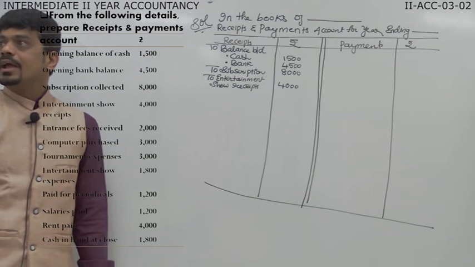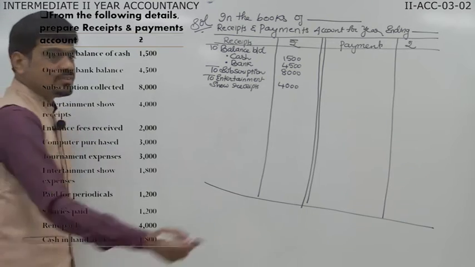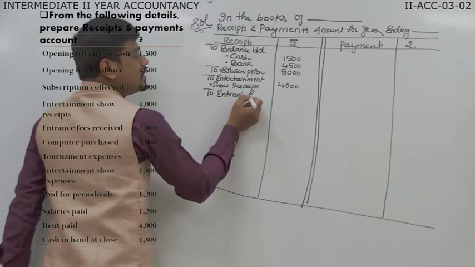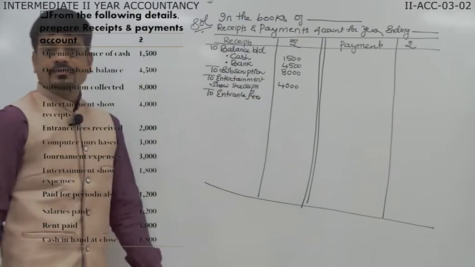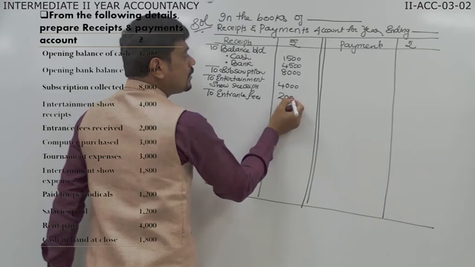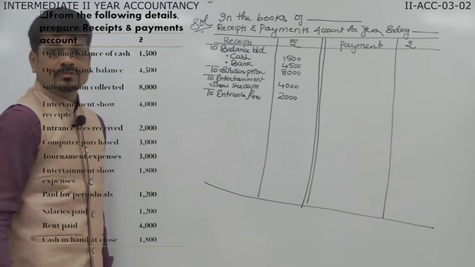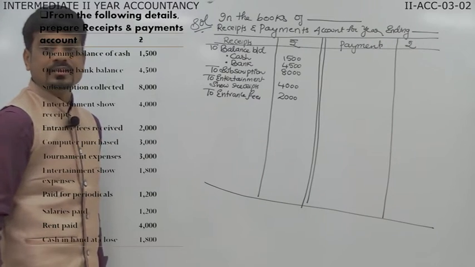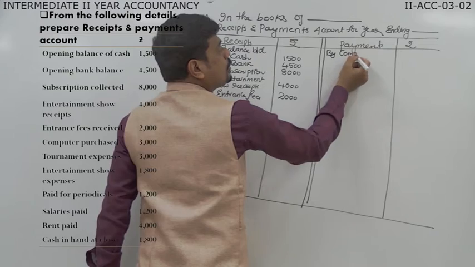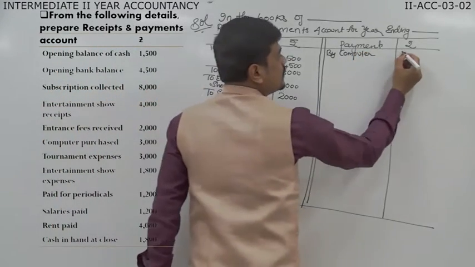Followed by entrance fee received. Again, the entrance fee received is a receipt. So, to entrance fees. The amount of entrance fees is rupees 2000. So, we'll write 2000. Followed by computer purchased. We know purchased means payment. So, we'll go to the payment side and post it by computer, and the amount of computer purchased is 3000.